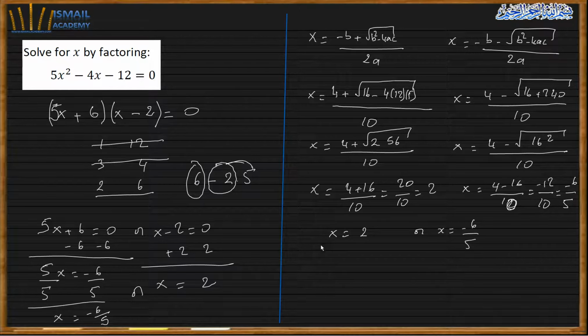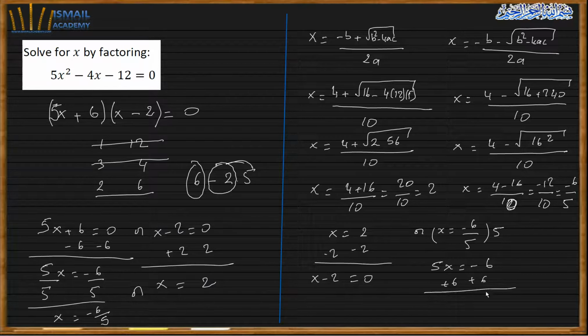Now from this line, what you do is the reverse operation. So x minus 2 equals 0. You get all the numbers on one side with the x. Here I cannot have fractions, because everything is whole, so I'm going to keep everything in whole numbers, so I multiply both sides by 5. So I get 5x equals minus 6, then I move the 6 to the other side. So I get 5x plus 6 equals 0.